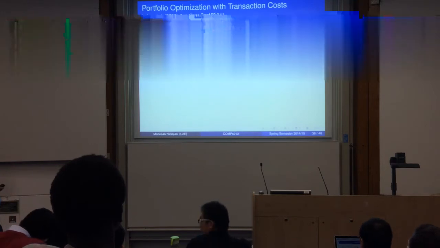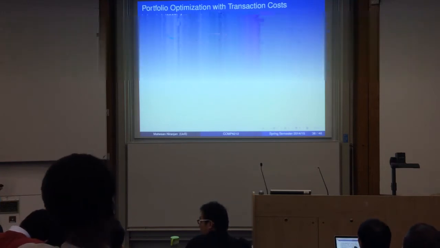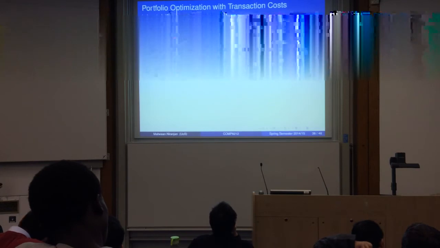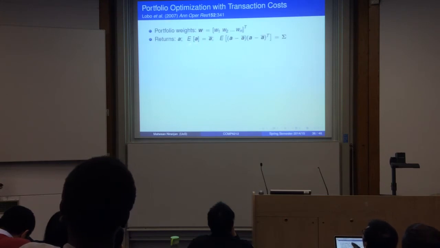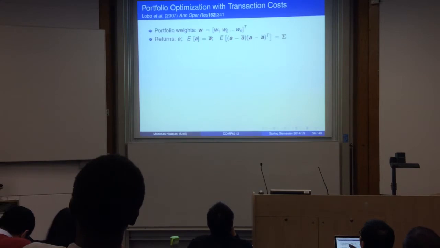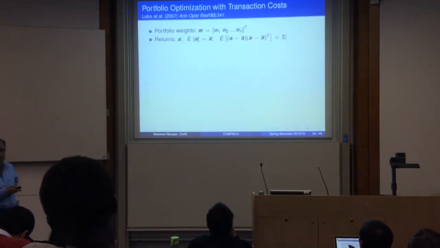So this was our pie. So the portfolio consists of weights and the returns. This was our R in the past. Returns are going to be called A in this nice language. And then we know there's an expectation of these returns. We're going to call this A bar. And there's an expectation of the matrix times matrix transpose after you have taken away the mean. That's the covariance matrix. Okay.